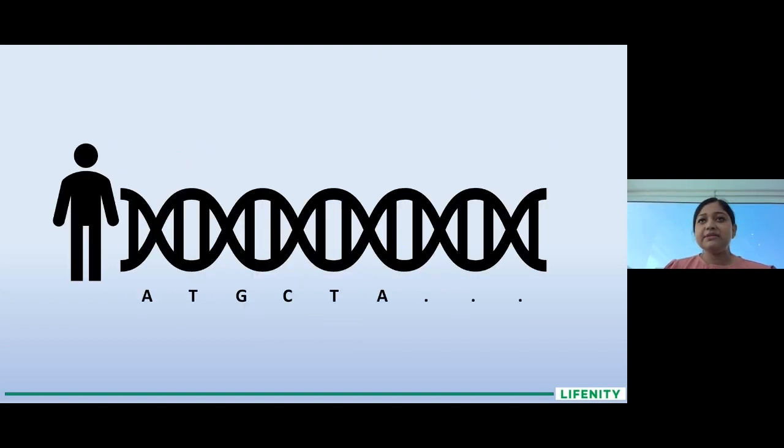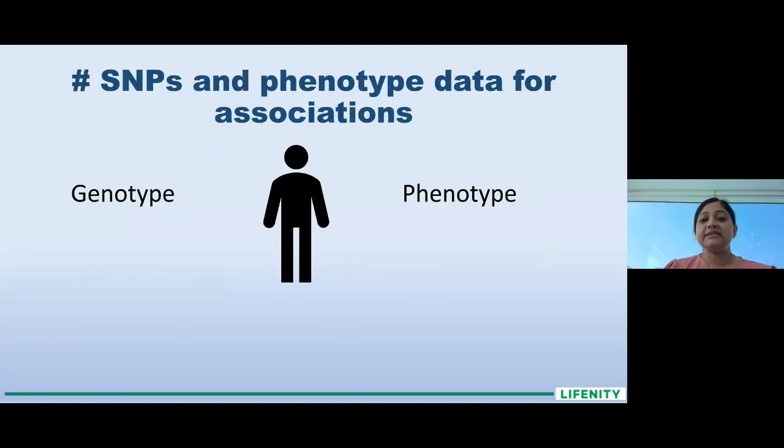Then each and every person's DNA is to be sequenced or screened for millions or billions of SNPs. As I have given one example, millions and billions of SNPs are to be screened for each and every individual. And then those SNPs and the phenotype data, which we have taken in the first section, should be associated to get the genotype-phenotype correlation.